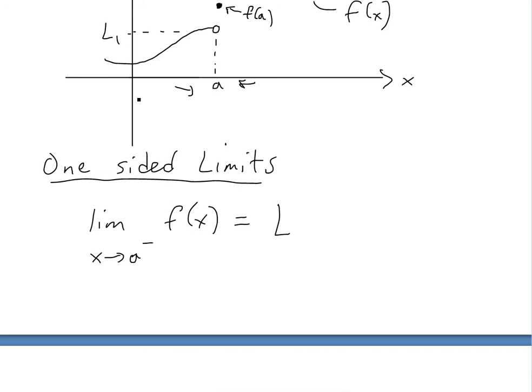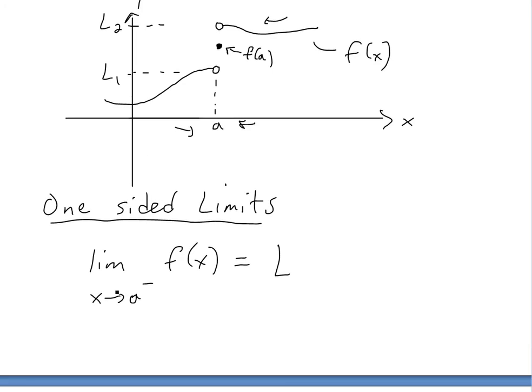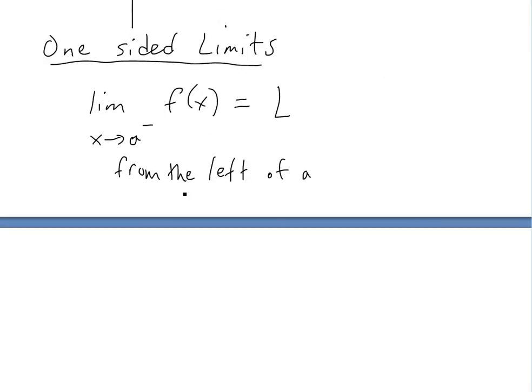Okay, so now this brings us to one-sided limits. In this case, we have the limit as x approaches a with a negative sign on top. This means from the left of a, approaching from the negative side, of f of x equals L. If you had a plus, it would be from the positive side. So we have this one-sided limit here. And similarly, if you approach from the right side and get a limit, this would also be a one-sided limit.